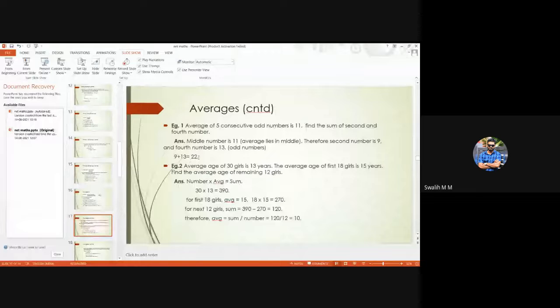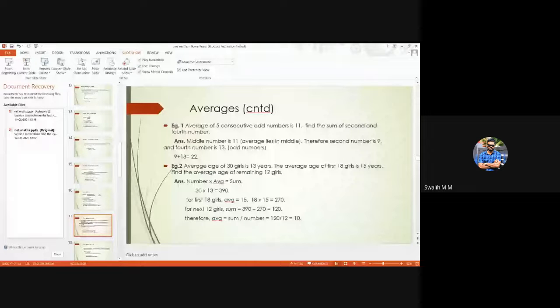Next question. The average age of 30 girls is 13 years. The average age of the first 18 girls is 15 years. Find the average age of the remaining 12 girls. 30 girls, the total average is 13. Then another average is given: for the first 18 girls, 15 years. So the average of the first 18 girls is different from the total average, and you need to find the remaining girls' average.